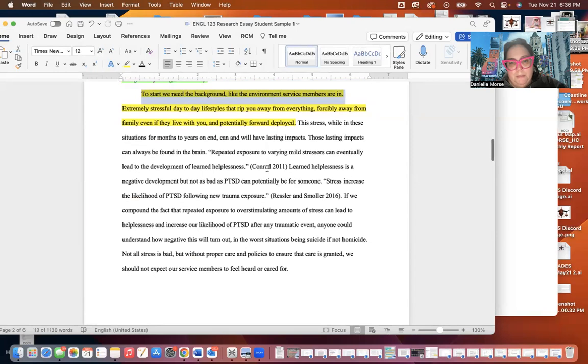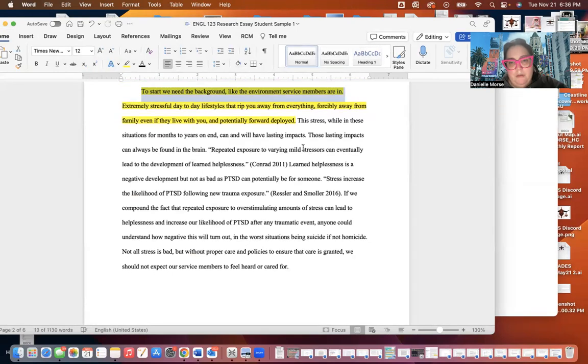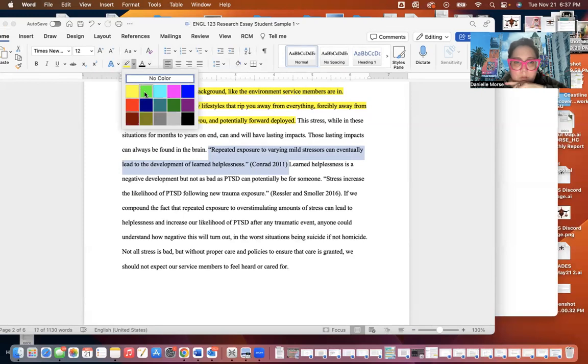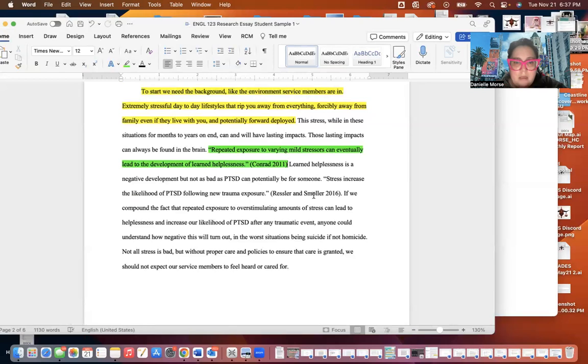If we skim this paragraph, this stress while in these situations for months to years on end can and will have lasting impacts. Okay, give us some evidence. Those lasting impacts can also be found in the brain. Okay, we have a quotation here. That is an orphan quotation and probably a hit and run, my guess, because it has no signpost.